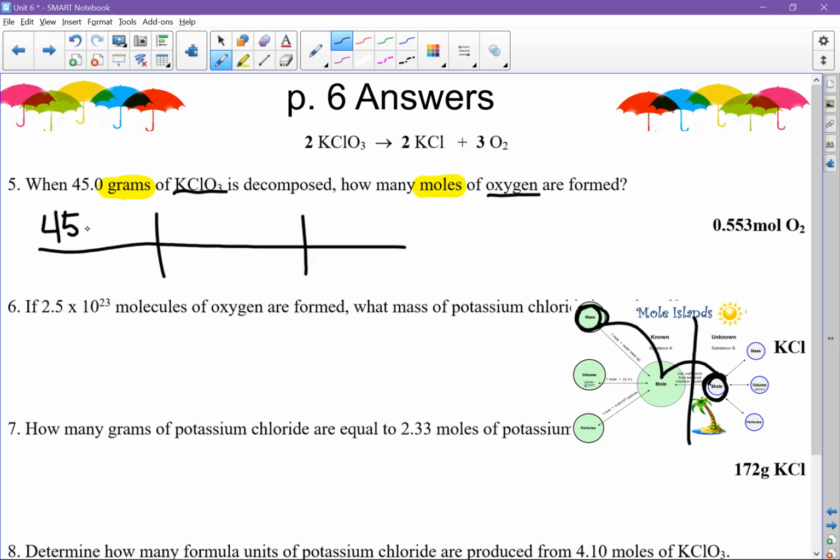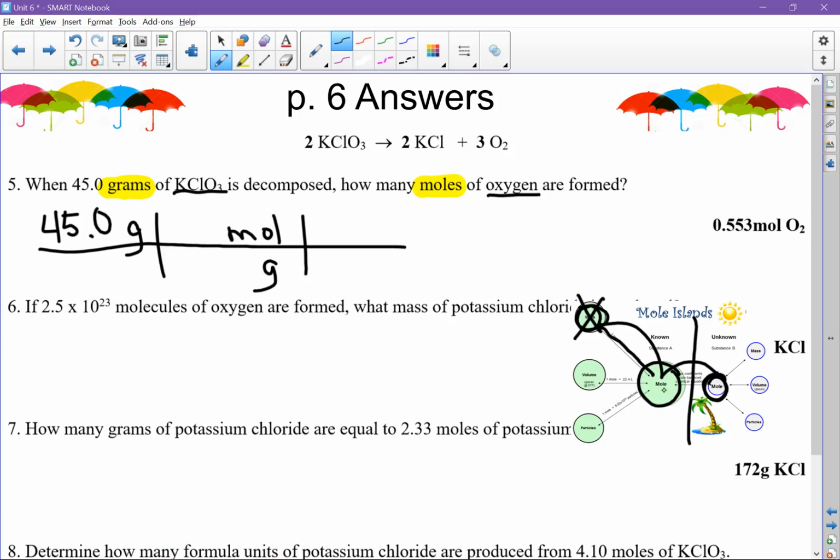I'm going to start with my number, 45.0. In my first fence, I'm going to go from mass to moles. That means that it's okay to write mass and moles in my fence. So I'm going to have grams, and I'm going to bring it down, and I'm going to go to mole island first. That just took me from mass over here to moles.